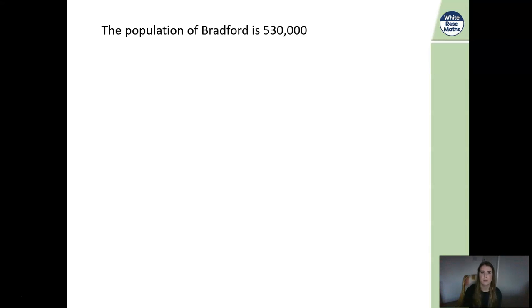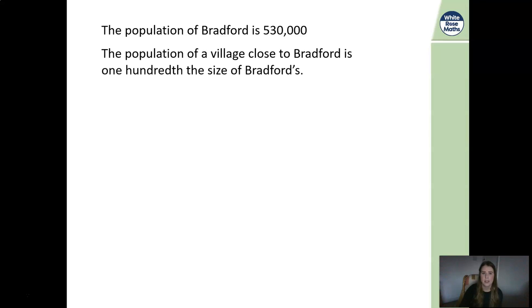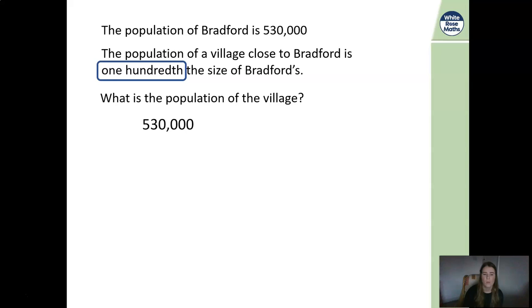So let's put this into a problem solving question. So the population of Bradford is 530,000. Now the population of a village close to Bradford is 1/100th the size of Bradford's. So what is the population of this village? So we know that Bradford is 530,000. And we know that the population of the village close by is 1/100th the size of Bradford's. Therefore, we've got to divide it by 100 to tell us what that value would be. And we know that 530,000 divided by 100 is 5,300.